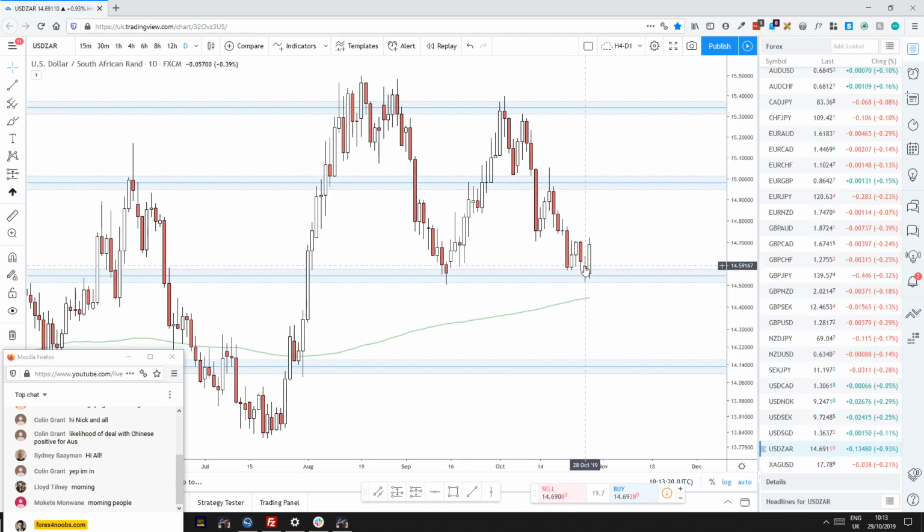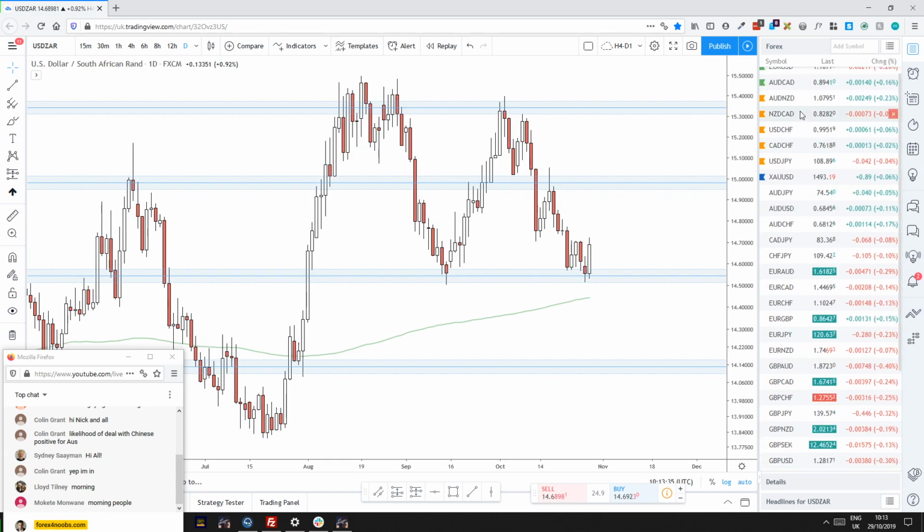Ooh, nice little reversal on USD/ZAR. Not really trading this pair at the moment. It's just a new pair that I've started looking at. But it hit support and it's reversing quite nicely now. So that's quite interesting. I'm going to keep an eye on this pair and see how it plays out.